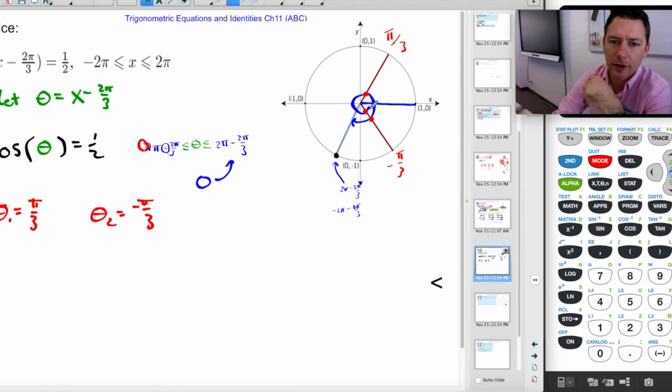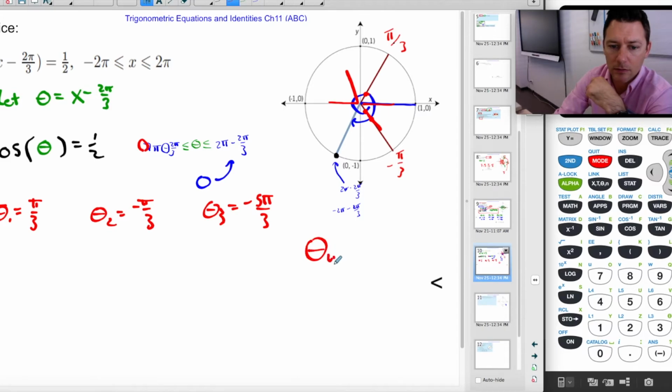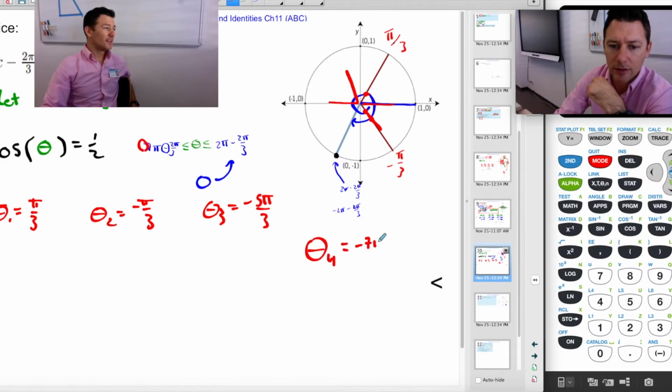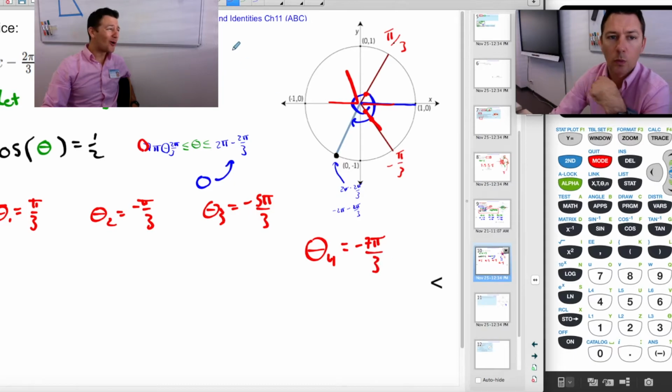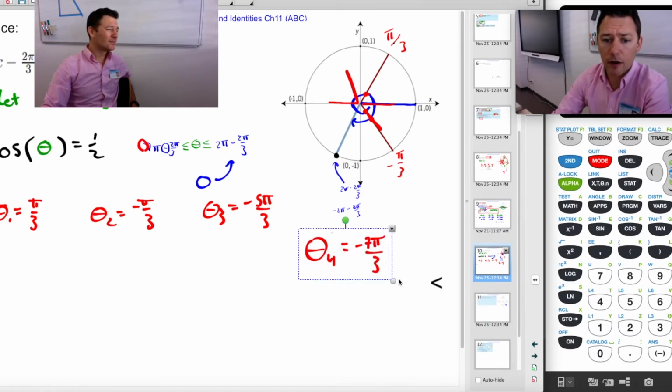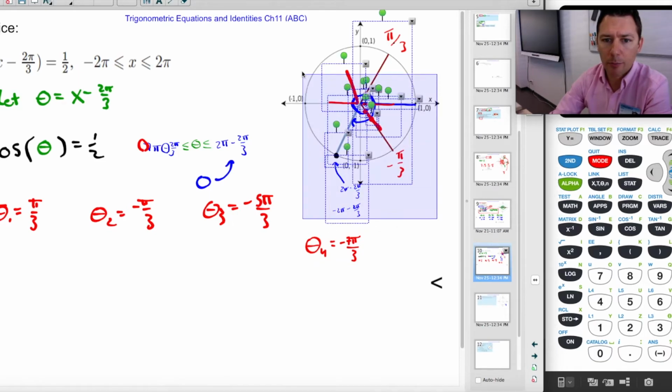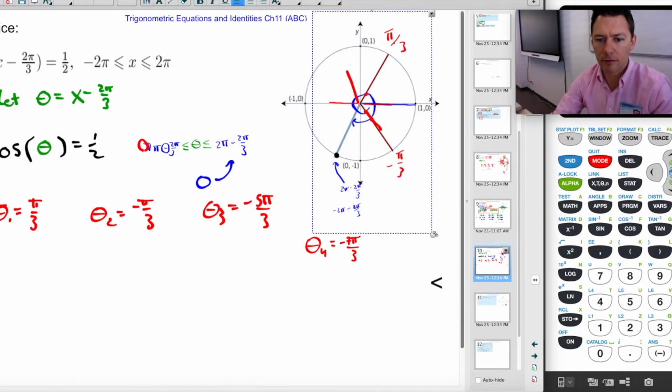And then we hit, here's 1 pi thirds, 2 pi thirds, 3 pi thirds, 4 pi thirds, 5 pi thirds. So this is going to be theta 3 is negative 5 pi thirds. And the last one, 5 pi thirds, 6 pi thirds, negative 7 pi thirds. It's negative 7 pi thirds. Could you click any slower? Okay, so those are all our locations for theta. So we're kind of done with this piece for a second.